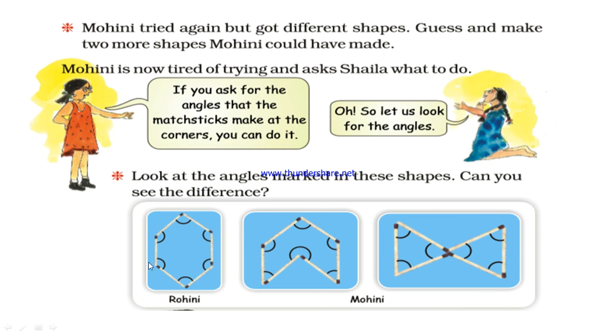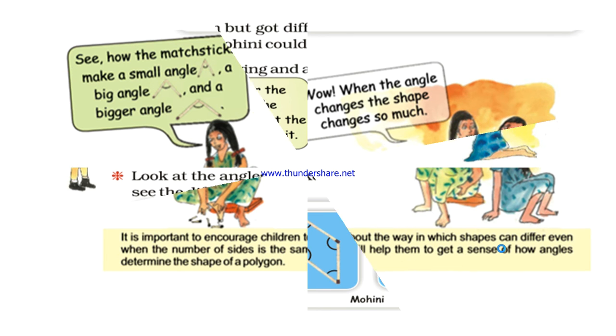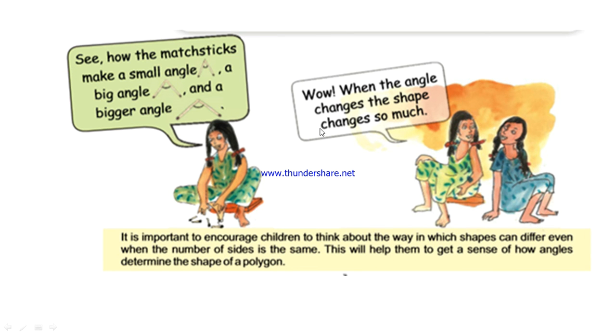So if you look at these angles, what does angle mean, children? This is one line segment, this is another line segment. These two meet at a point, this black point, and that is called the vertex, and at that place only you get the angle. So these angles are different. Even the arrow marks show how much they differ. See how the matchsticks make a small angle, a big angle, and a bigger angle.